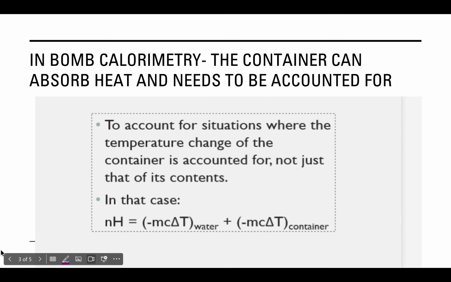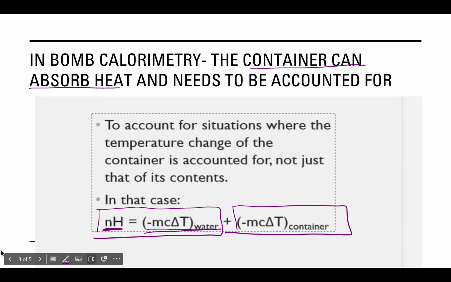So in bomb calorimetry, because you are dealing with combustion reactions, they give off a lot of heat. And in that case, the container can absorb that heat and it will need to be accounted for. So to do that, you stick with the regular part of the formula. That's not changing. The information about the reaction, so n times H, will equal negative mc delta T, and that's all about the water. But now we're adding on this second part, and this is about the container.